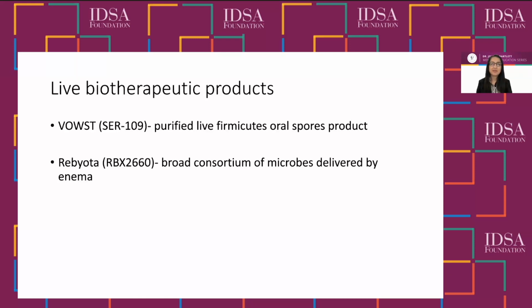Next. So the two that you all may know that have received FDA approval in terms of live biotherapeutic products are VOWST, also known as SUR-109, which is the purified live firmicutes oral spores product, and then Rebiota or RBX-2660, as it was known when it was in clinical trials, which is a broad consortium of microbes delivered rectally. These are significant advances in our management of CDI.